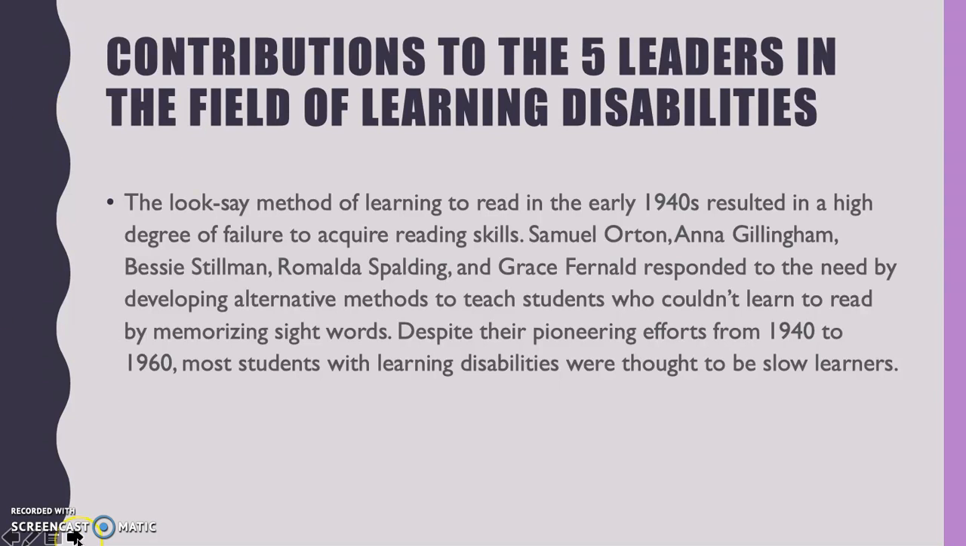Contributions of five leaders in the field of learning disabilities. The look-sight method of learning to read in the early 1940s resulted in a high degree of failure to acquire reading skills. Samuel Orton, Anna Gillingham, Bessie Stillman, Romaine Spalding, and Grace Fernald responded to the need by developing alternative methods to teach students who couldn't read by memorizing sight words. Despite their efforts, from 1940 to 1960 most students with learning disabilities were thought to be slow learners.